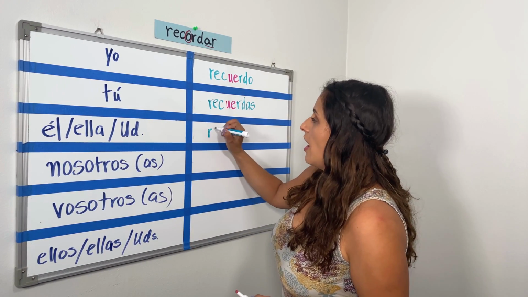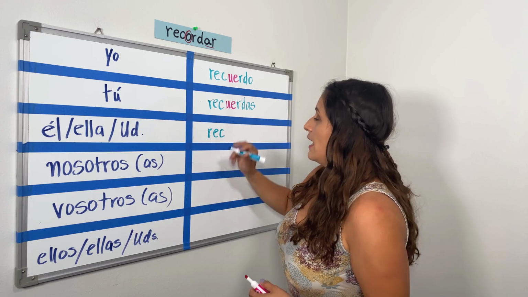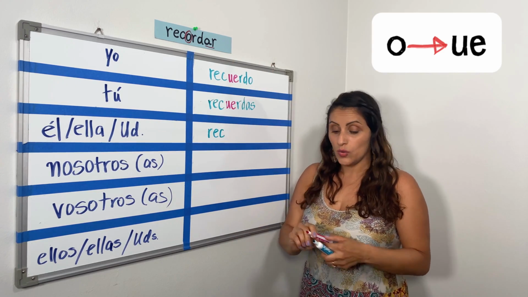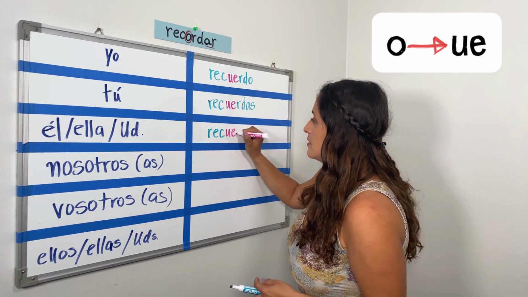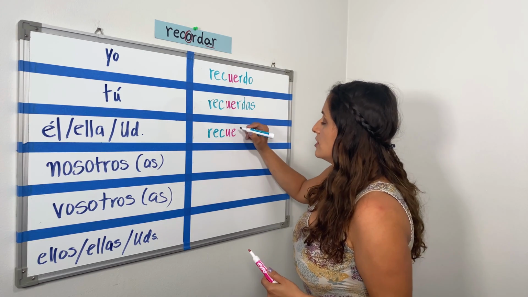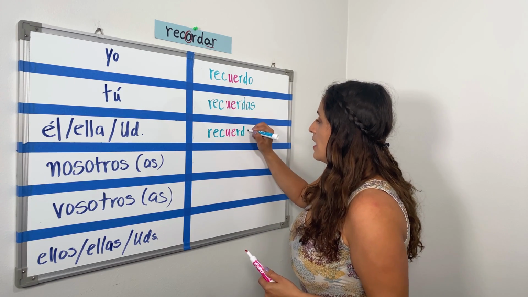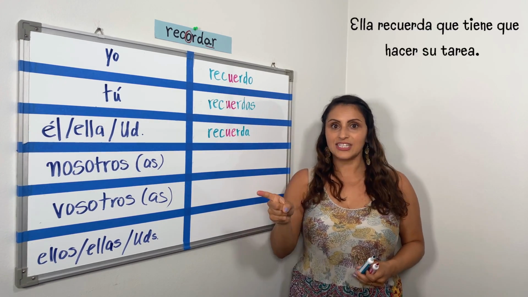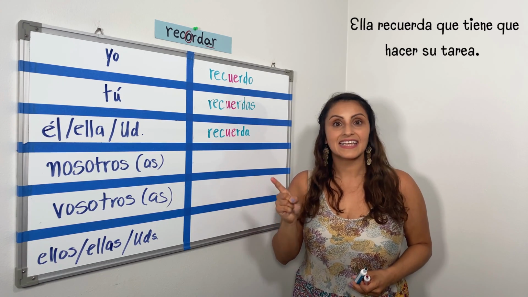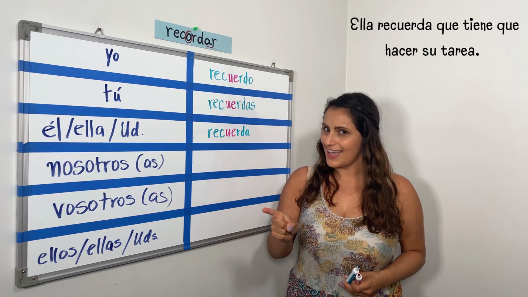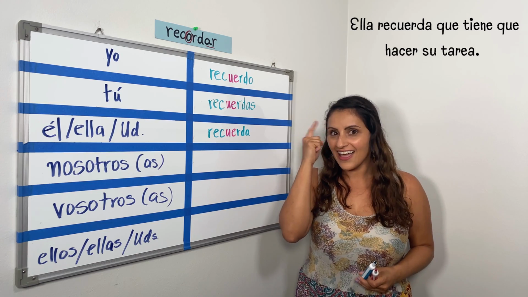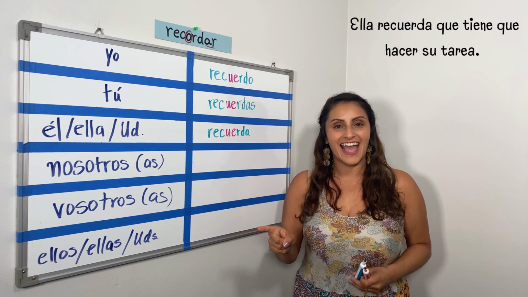Moving down our subject pronouns, we get to él, ella, and usted. We start off with the stem, and when we hit the O, we change it to UE. And we finish off our verb like a regular AR verb. Ella recuerda que tiene que hacer su tarea.